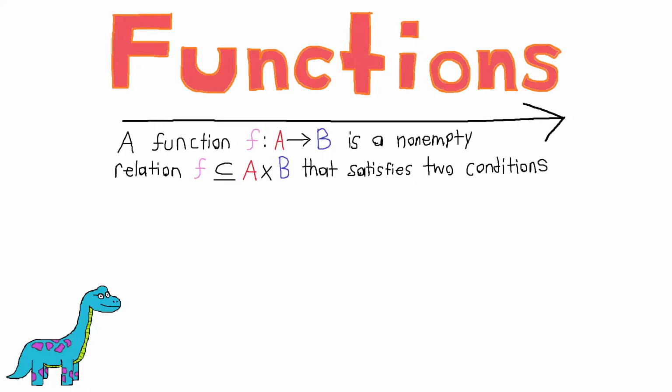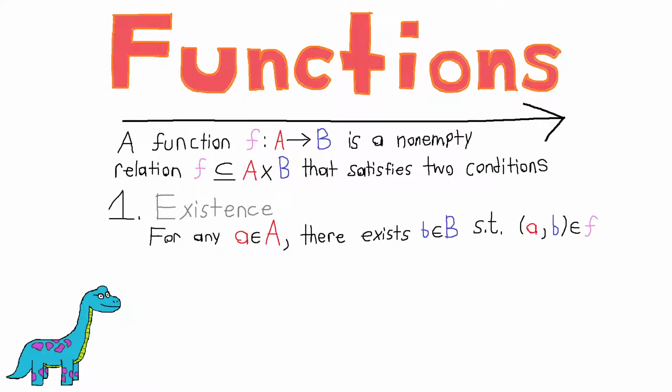A function between two sets A and B is a non-empty relation on A and B that satisfies two key conditions. One, existence. Every element in A is related to an element in B. Or to be more formal, for every a in big A, there exists b in big B such that (a, b) is an ordered pair that's an element of the relation F. Or in other words, f of a equals b for some b in big B.